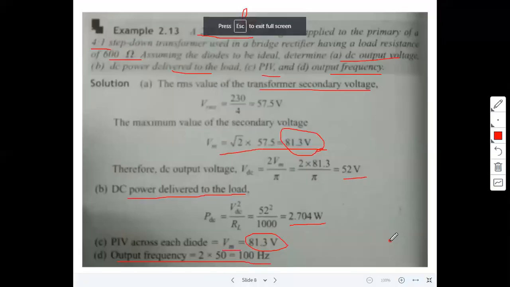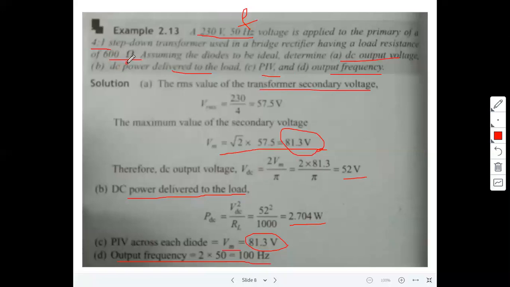What is given here? The given data is 230 volts, 50 Hz, and the load resistance is equal to 600 ohm, and the turns ratio is given as 4 is to 1. From that, one by one we calculate.